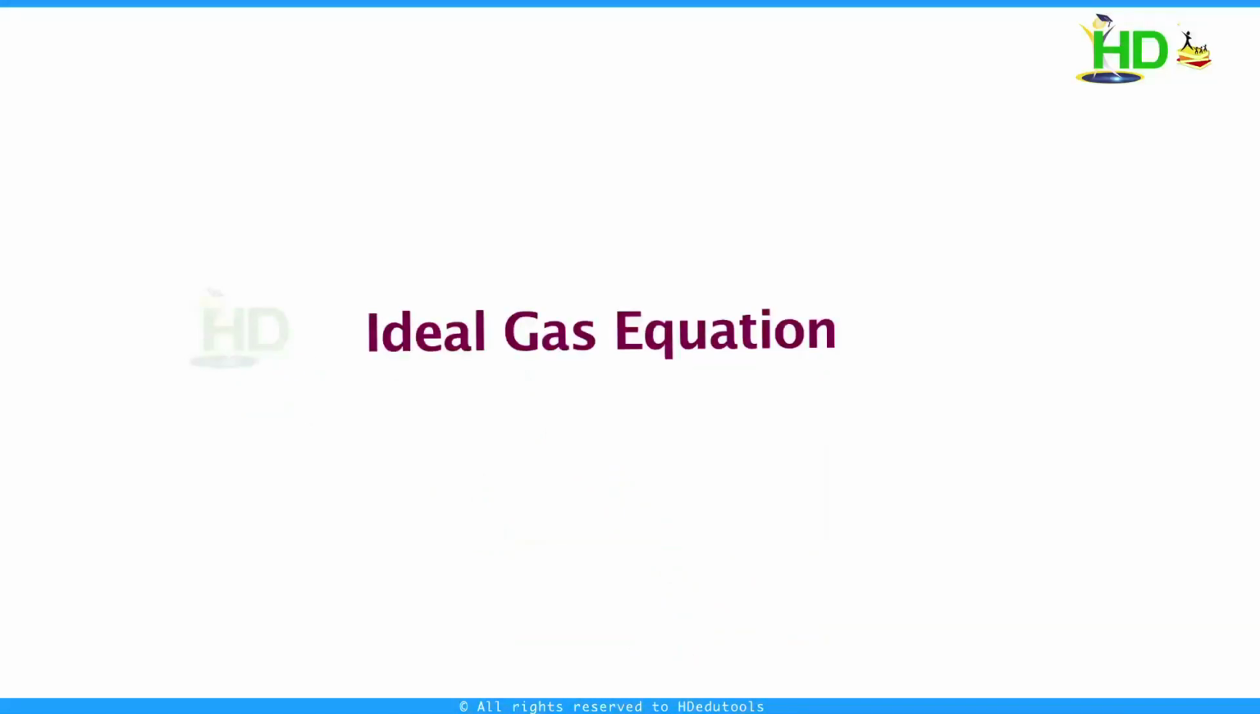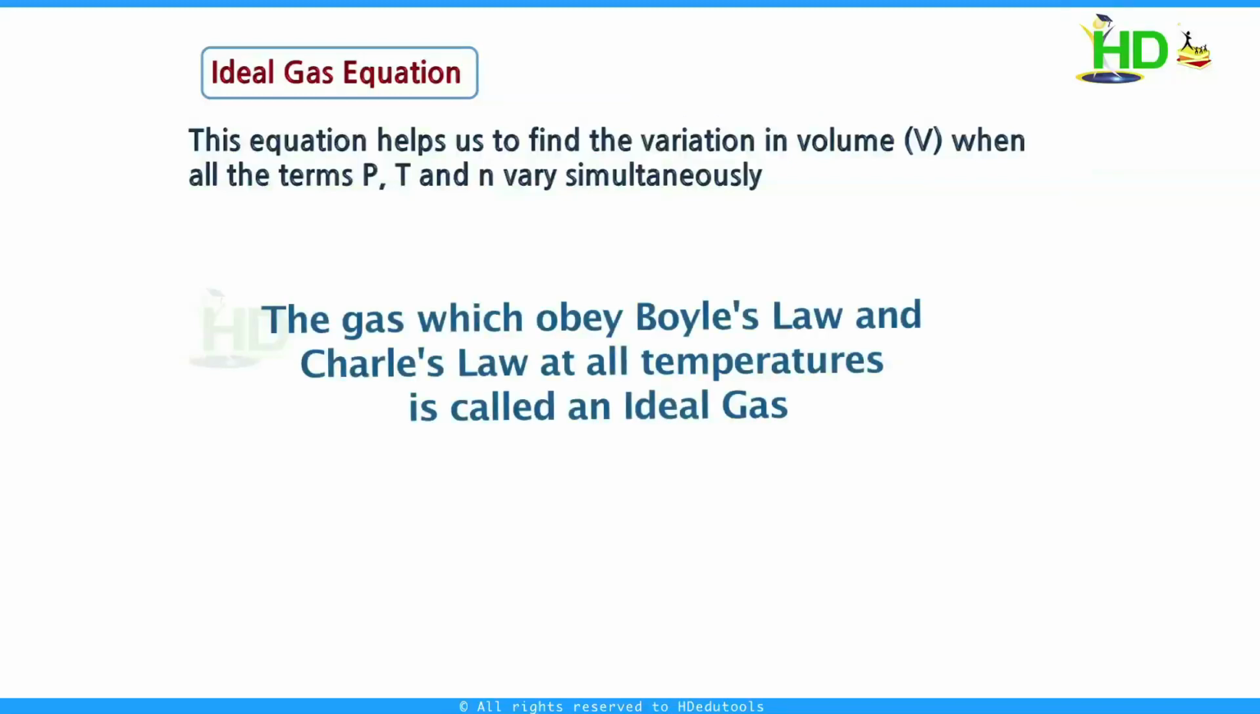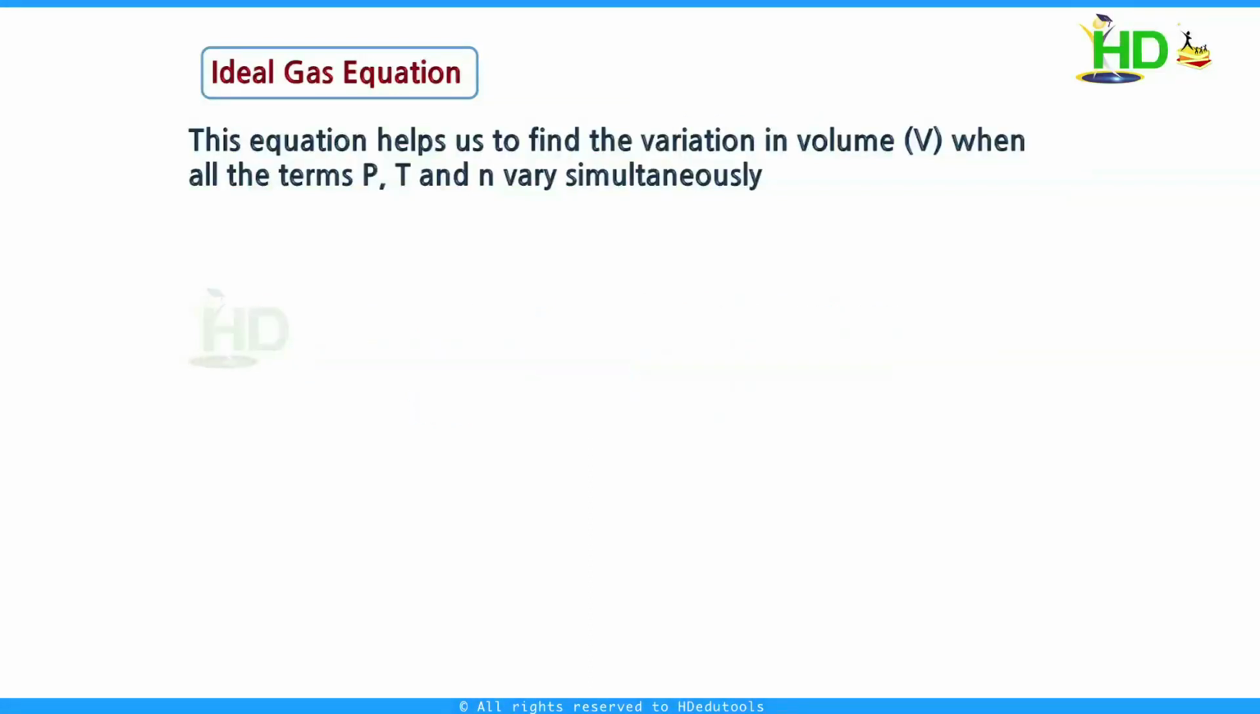And next we derive the ideal gas equation. This equation helps us to find the variation of volume when the terms pressure, temperature and the number of moles vary simultaneously. All gases obey Boyle's law and Charles' law at low pressures and high temperatures. The gases which obey the above laws at all pressures and temperatures are known as ideal gases. An ideal gas equation gives the relation between the pressure P, the volume V and absolute temperature T for a given mass of a gas.